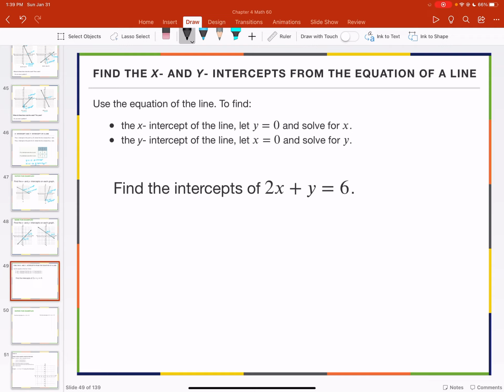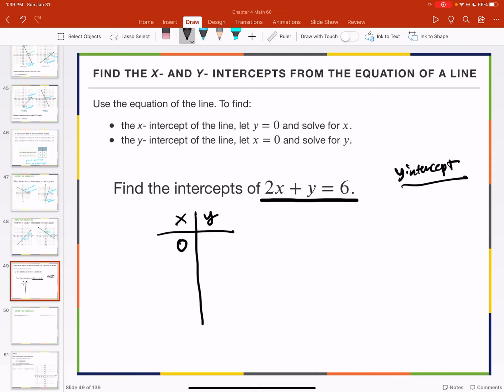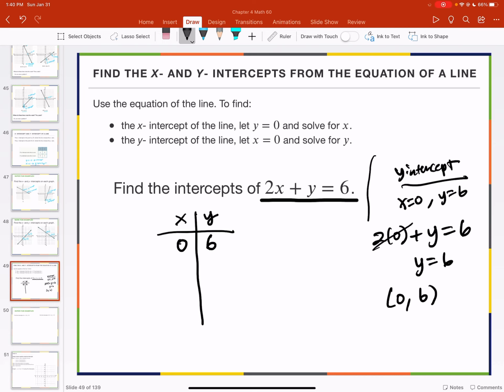Okay, so what if we want to do this algebraically? We would find the intercepts here of 2x plus y is equal to 6. To find the x-intercept, we let y equal 0 and solve for x, and to find the y-intercept, we let x equal 0 and solve for y. So I like to do this. x is 0, so I'm finding the y-intercept. That means 2 times 0 plus y is equal to 6. I'm letting y be y and solving for it. The 2 times 0 cancels out because that's just 0, so we get y is equal to 6. So you have the point 0, 6. Your y-intercept is 0, 6.